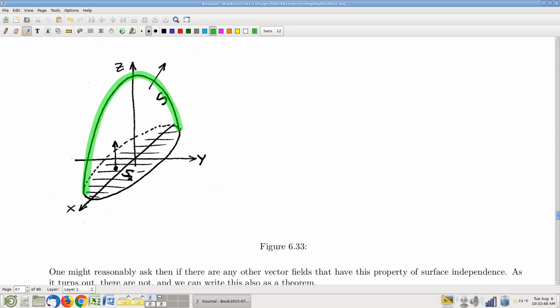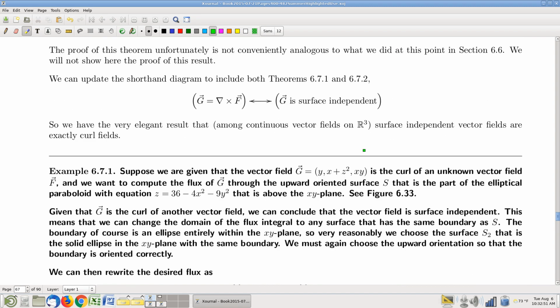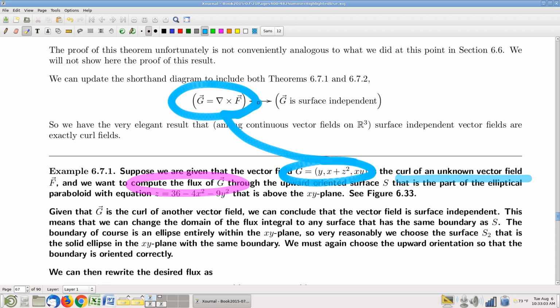Okay, so there's our surface, and let's see, we're supposed to compute a flux. We are given, again, free information. We're given that this is a curl. Our vector field G here is a curl of something, and therefore I conclude that my vector field is surface independent. I don't even know what the anticurl is. I don't need to know the anticurl. Just by virtue of being a curl, I know that it's surface independent.